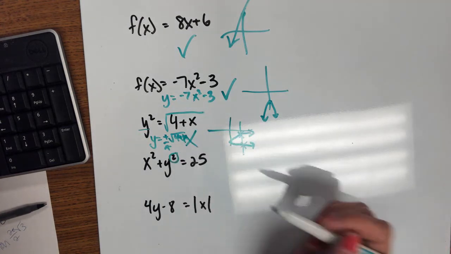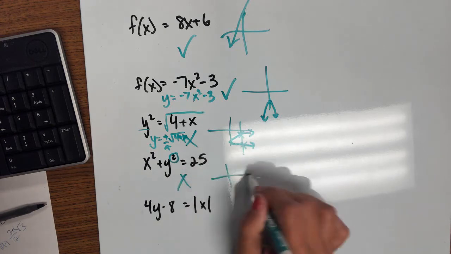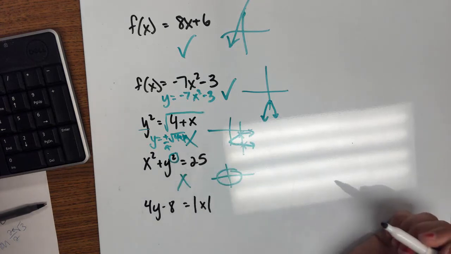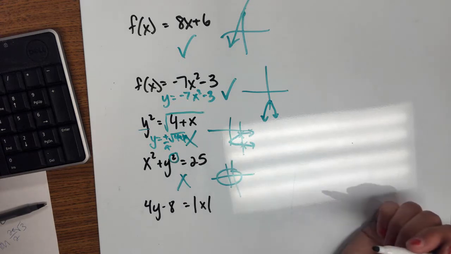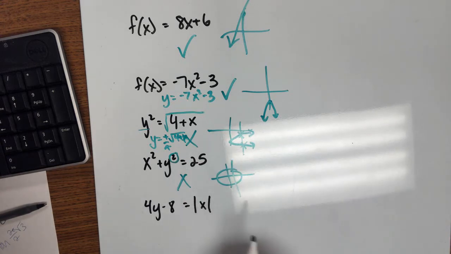Here we have the y squared, not a function. If we think of the graph, it's actually a circle. Radius of 5. Does not pass the vertical line test. And then the last one is the trickiest.